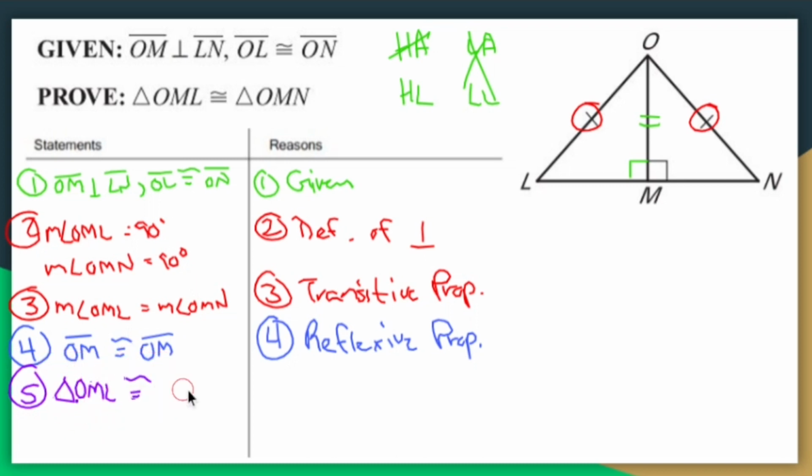Triangle OML is congruent to triangle OMN. And that's by using the hypotenuse leg postulate. My leg, SpongeBob. Remember that? Good times.